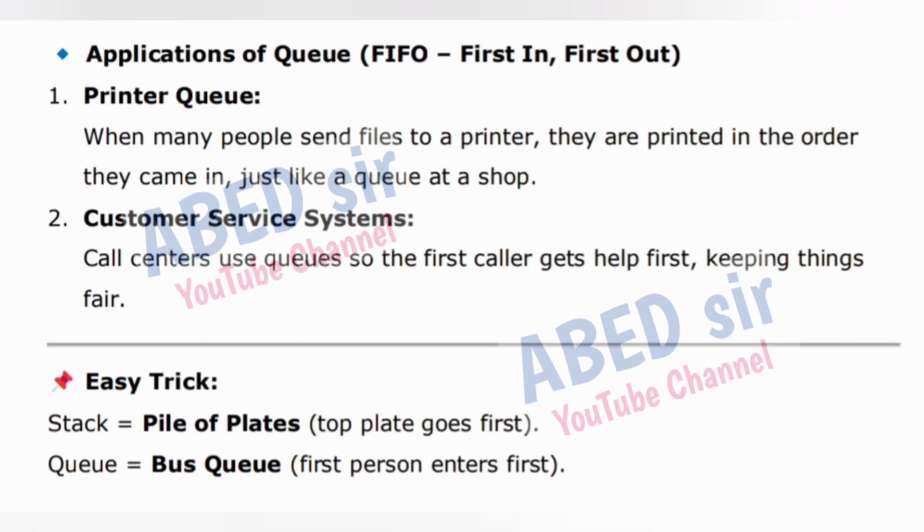Applications of queue, FIFO, first in, first out. 1. Printer queue. When many people send files to a printer, they are printed in the order they came in, just like a queue at a shop. 2. Customer service systems. Call centers use queues so the first caller gets help first, keeping things fair.